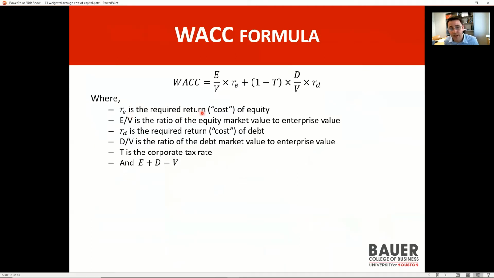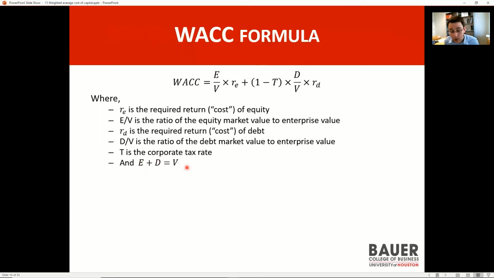RE is how much the equity holders require on their next best investment. EV is the ratio of the equity market value to the enterprise value. Likewise, RD is what the debt holders require on their investment for the risk that they're taking. And then DV is the ratio of the value of the debt to the enterprise value of the company. T is obviously the tax rate.